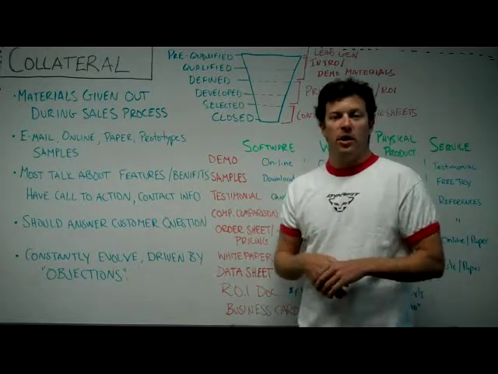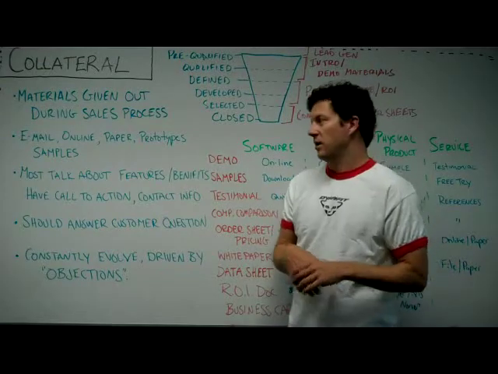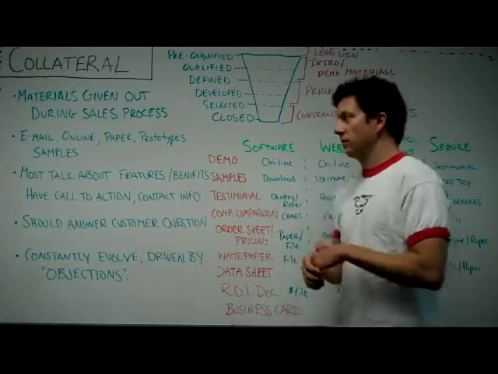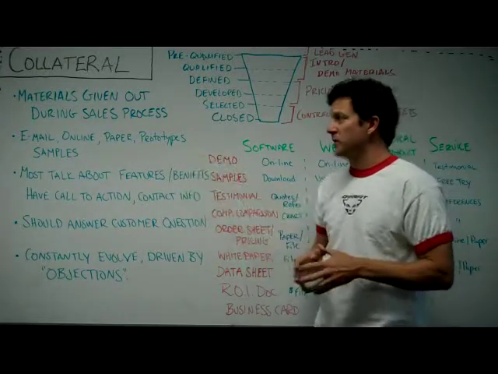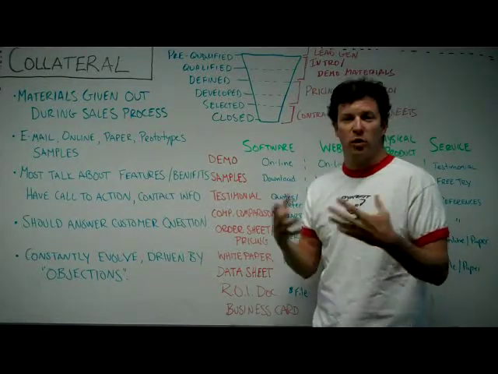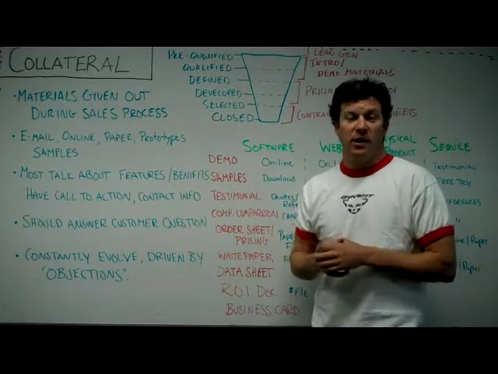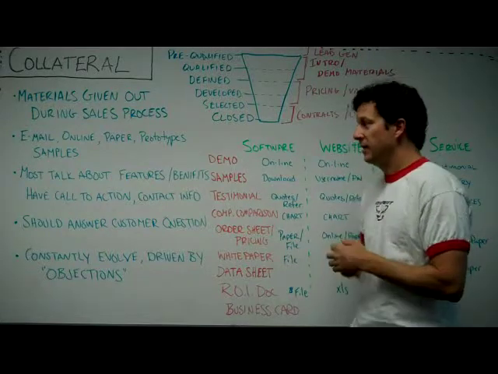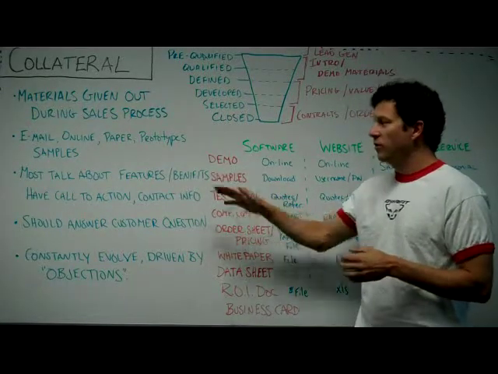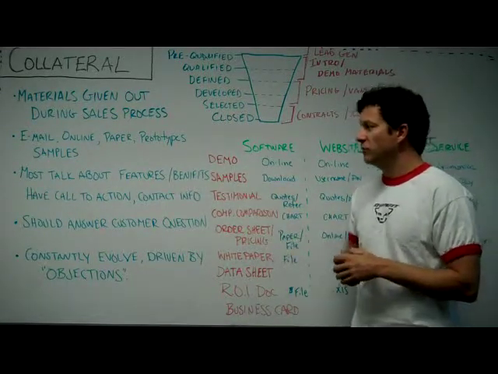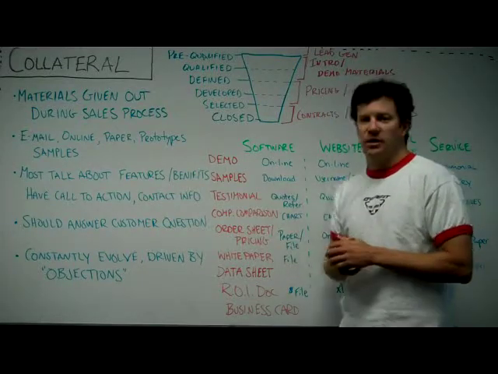People are going to want to know or be reminded of things about your product, and that's the purpose that sales collateral serves. It takes different forms: email, online, paper, prototypes, samples. Depends on what kind of business you have, which we'll talk about in a second. Most of your collateral is either going to talk about your features or benefits, or it's going to have a call to action and contact information.